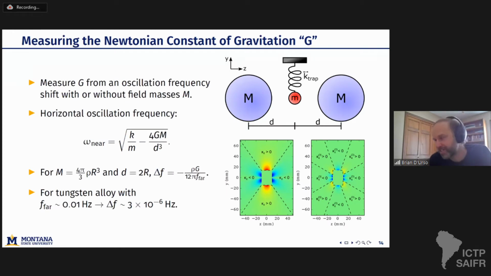Okay, so now I'm going to change gears here for a little bit and jump to some classical measurements. We're looking at measuring big G from the oscillation frequency of a particle, basically just a harmonic oscillator, between two big field masses. And we expect to see a change in the oscillation frequency when we bring those field masses nearby. This is purely classical for measuring big G. It's a very small frequency shift that we have to measure very precisely. And this gives a measurement of G from what's called the time of swing method.